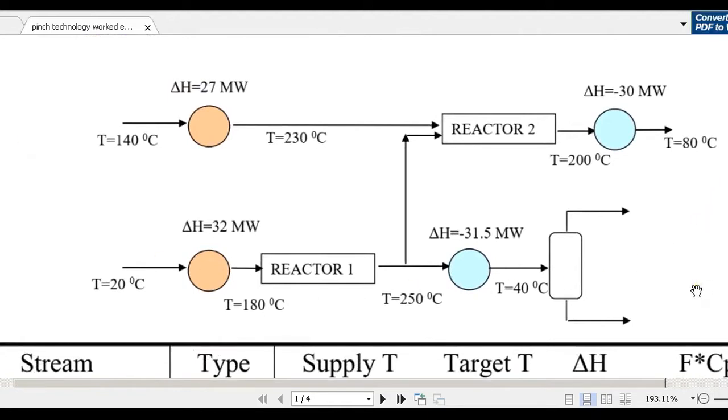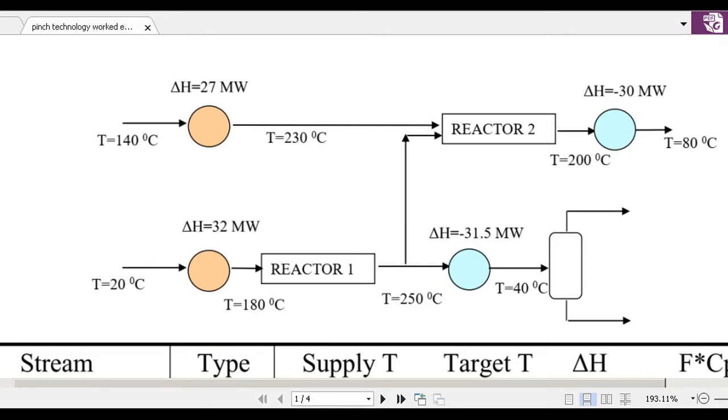Okay, so now we will see how to obtain or sketch the hot composite curve and the cold composite curve, but in a future video I'll be explaining how to sketch the final pinch diagram. Okay, thank you. And also let me tell you one thing, that you should know what the pinch point is. So I will read my note about the pinch point.